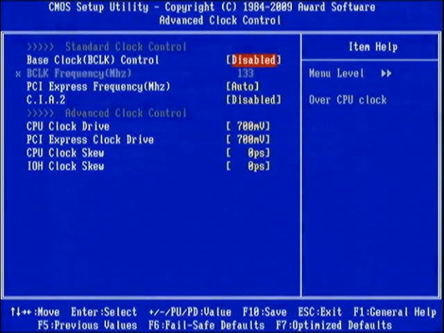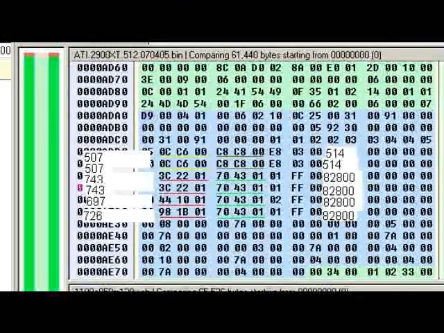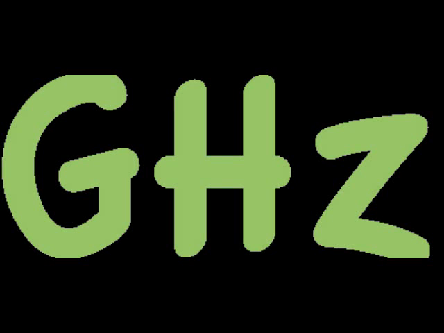A computer's overall performance is determined in part by the speed of its microprocessor's internal clock, the timing device that produces electrical pulses to synchronize the computer's operation. The measure of this internal clock is the gigahertz. Gigahertz is a billion clock cycles per second.